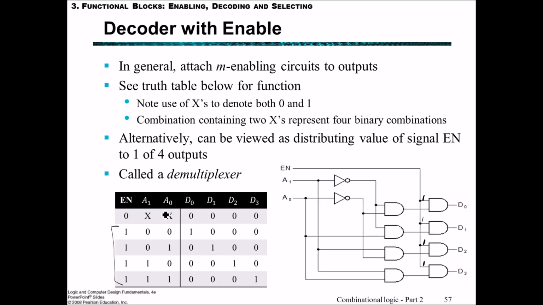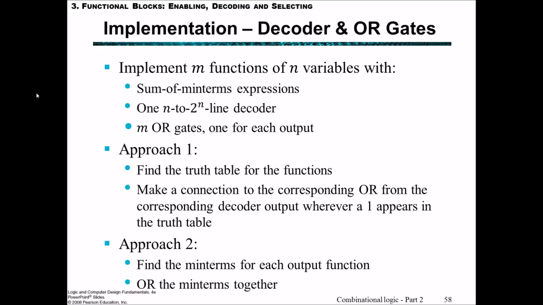If we wanted to implement a decoder with OR gates, such as if we were doing a set of odd parity functions, we could implement the M functions with n variables with a sum of minterm expressions, 1 n to 2 to the n line decoder, M OR gates, 1 for each output. The approach 1 would be to find the truth table for the functions and then make the connections to the corresponding ORs from the corresponding decoder output wherever a 1 appears in the truth table. And the second approach would be to find the minterms for each output function and then OR those minterms together.